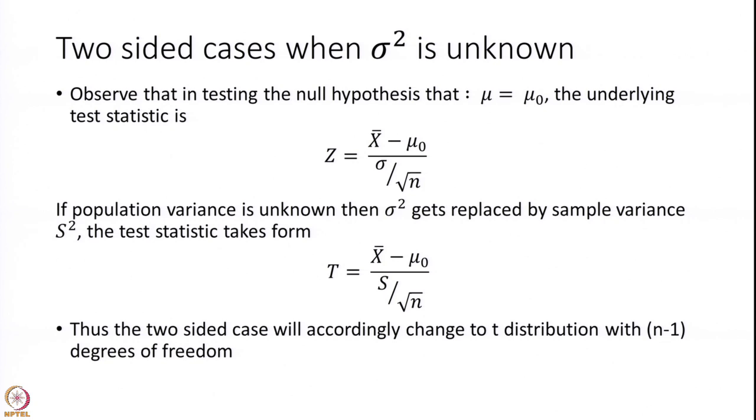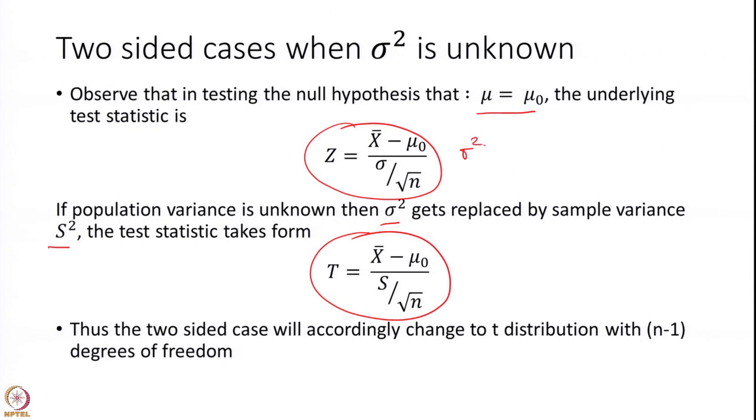The two sided case when sigma square is unknown, I do not think we need to go through the whole procedure by now, because we have clearly seen that under the null hypothesis of mu is equal to mu 0, the underlying test statistic is this when sigma square is known. If sigma square is unknown, then sigma square gets replaced by the sample variance and therefore it becomes a t statistic. So this is when sigma square is known and this is when sigma square is unknown. Then it gets replaced by the sample variance.